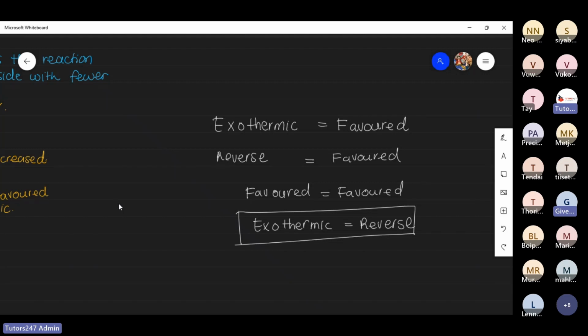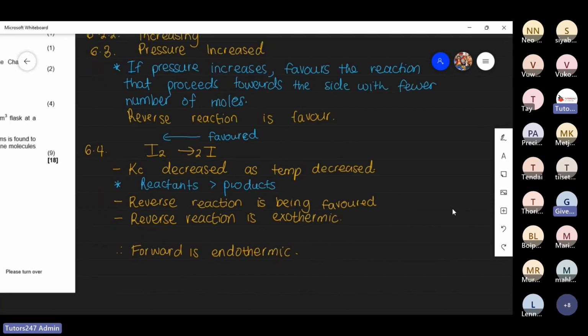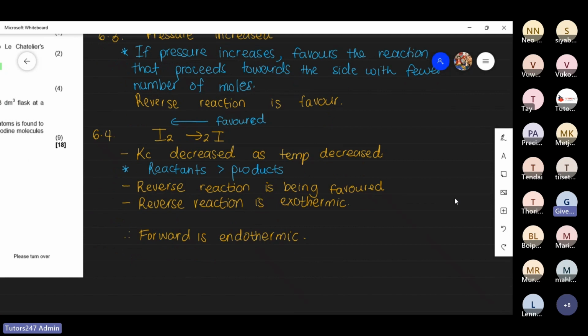So if we connect those two, or link them together, what does that mean? It means that the exothermic reaction is the reverse reaction. And what was our question? Our question wanted to know which is the forward reaction. So we've already discussed that the reverse reaction is the exothermic reaction. So the forward reaction would be the opposite. If the exothermic reaction is the reverse reaction, our forward reaction will be the endothermic reaction.